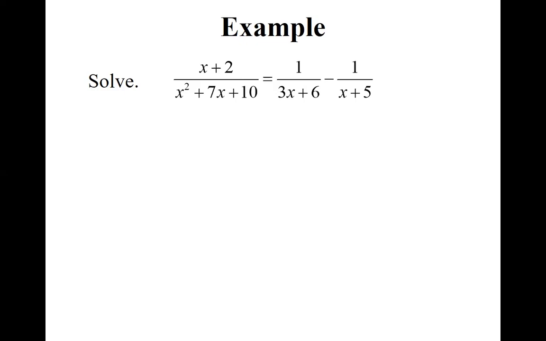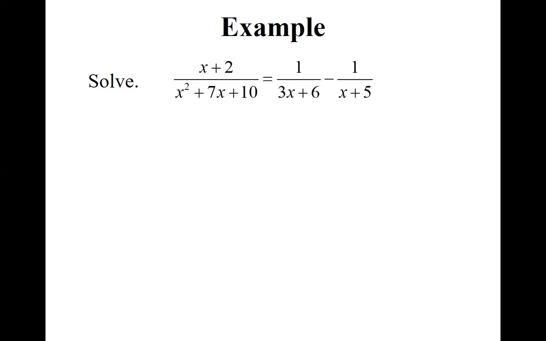We have (x + 2)/(x² + 7x + 10) = 1/(3x + 6) − 1/(x + 5). If we factor everything, we need numbers that multiply to positive 10 and add to positive 7. Those numbers are plus 5 and plus 2.